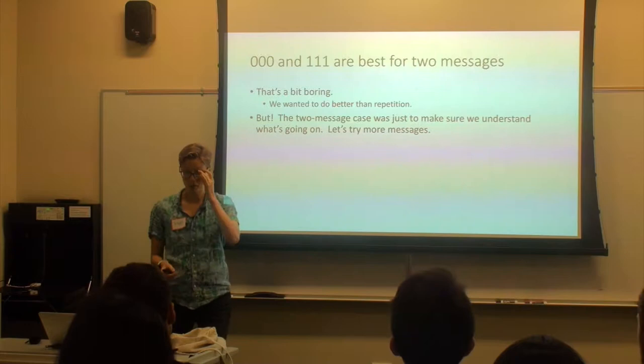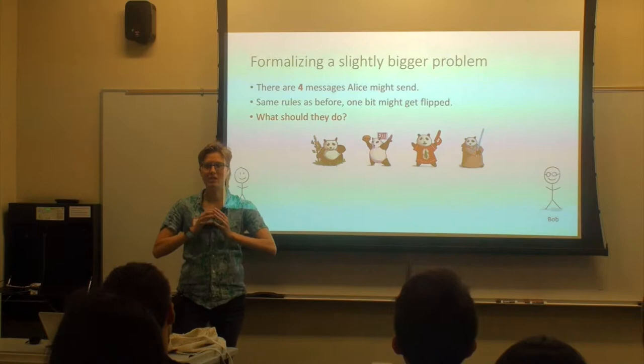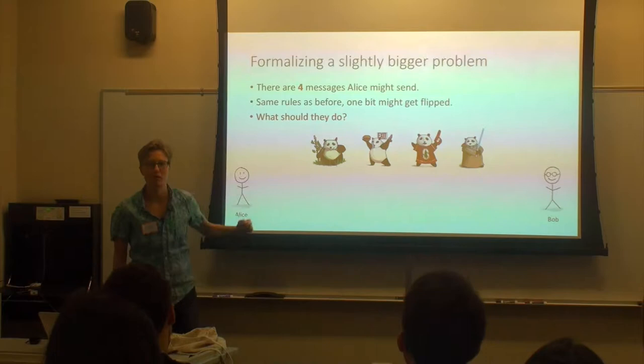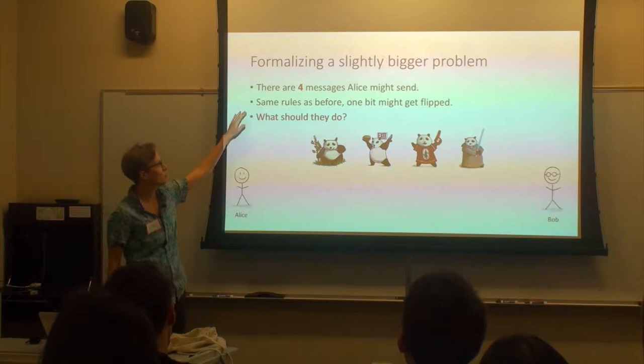Okay, so now let's look at a slightly bigger problem. Instead of 2 different messages, let's say we've got 4 panda-related messages here. We've got panda eats plants, panda got gun, go cardinal, and may the force be with you. These are our different messages that we're going to send. Same rules apply as before: one bit might get flipped. What should Alice and Bob do?